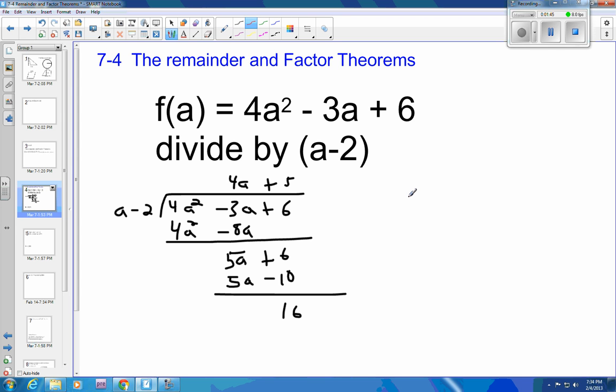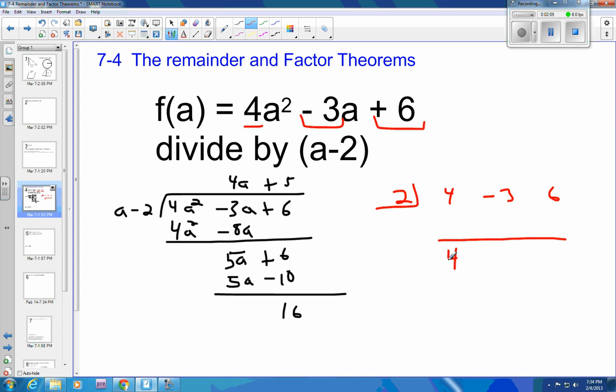Now let's look at this synthetic division-wise. Synthetic division, this is a minus 2, so we put the 2 in the little box. And then we write our coefficients. So we've got a 4, a negative 3, and a plus 6.